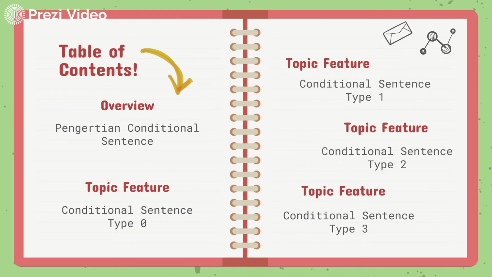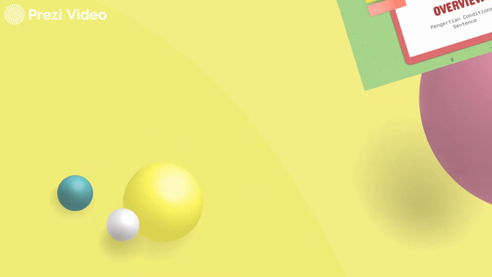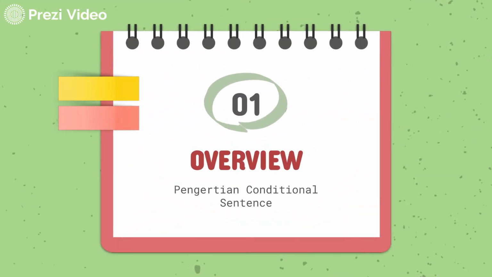Table of contents: overview, pengertian conditional sentence; topic feature, conditional sentence type 0; topic feature, conditional sentence type 1; topic feature, conditional sentence type 2; and topic feature, conditional sentence type 3. Overview, pengertian conditional sentence.